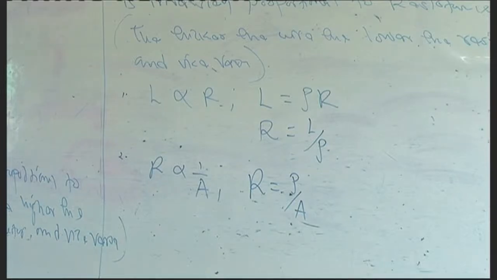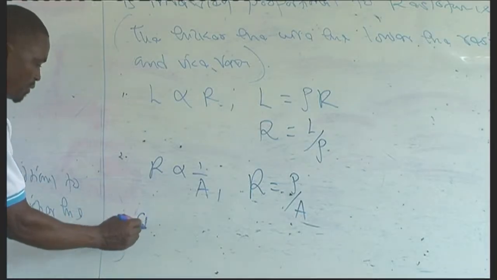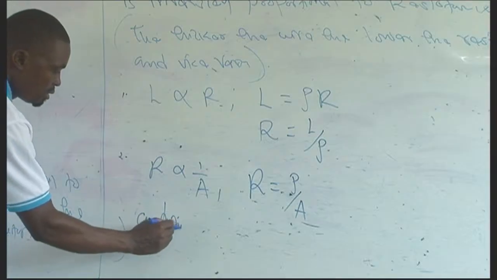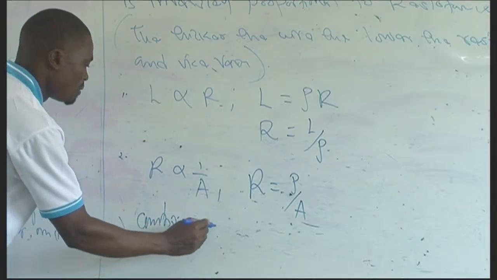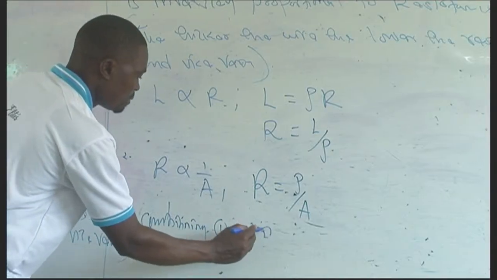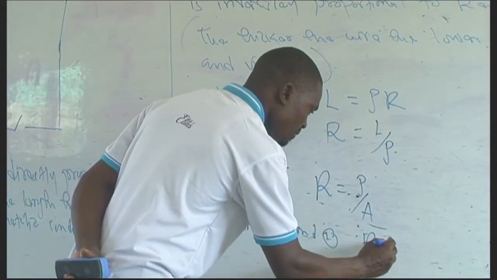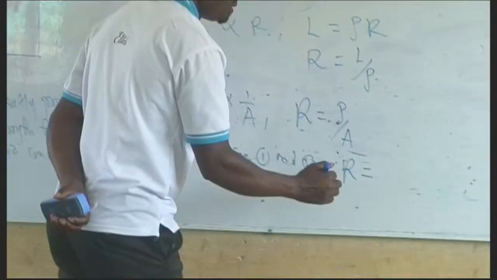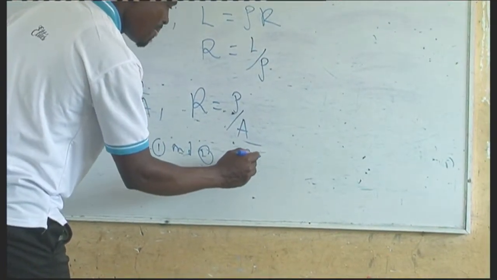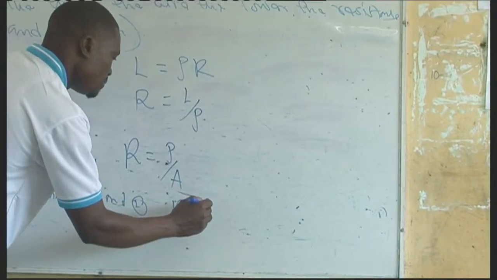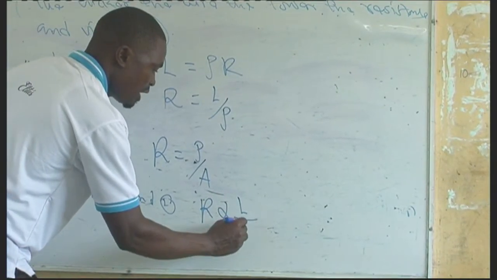Now, if you combine those two, 1 and 2, we will therefore say that resistance is directly proportional to length and inversely proportional to area.